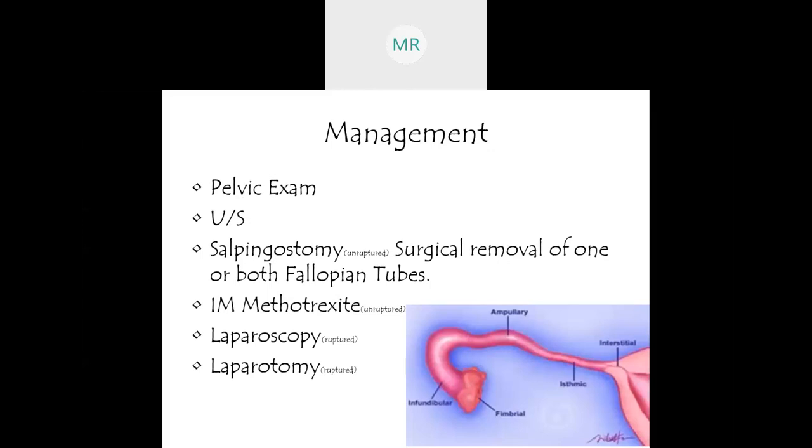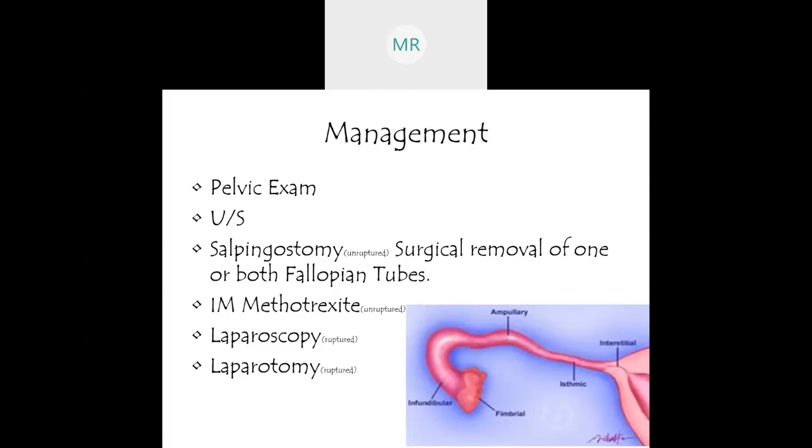Now, this is when the sac right here, this is the ampulla. This is the most common. Little inflamed. It's got a little fetus right here. So if it's nice and unruptured, okay, we could do that surgical removal of one or both fallopian tubes. And this is what has been done forever and a day until wonderful IM methotrexate came to town about maybe 10, 12 years ago. And then we started to give IM methotrexate to these moms where the little sac was still unruptured.